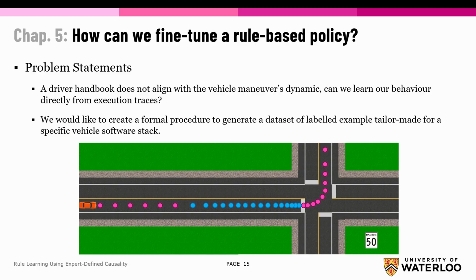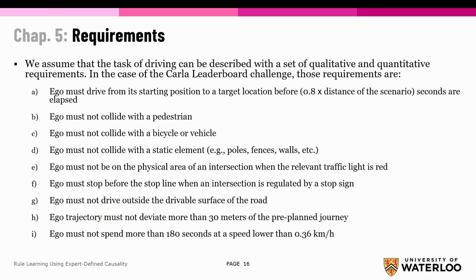So here I'm going to incorporate a simulator in my procedure. I'm going to work with the Causality simulator, because here I'm going to work with requirements, and the Causality World Challenge simply defines a bunch of requirements for me. Here I'm assuming that the task of driving can be described as a set of qualitative and quantitative requirements. Requirements are simply statements such as, the ego must not collide with a pedestrian. Ego is just another name for the autonomous vehicle.